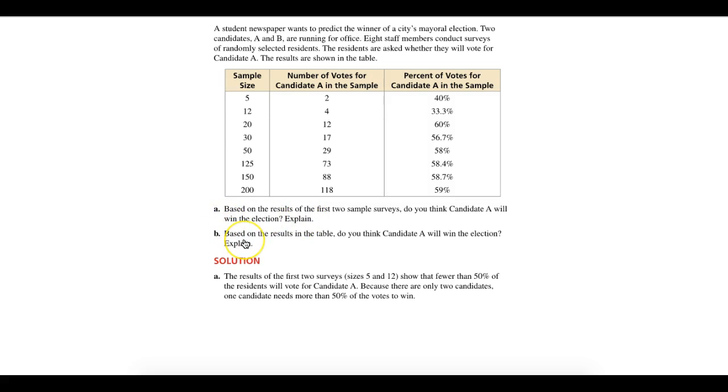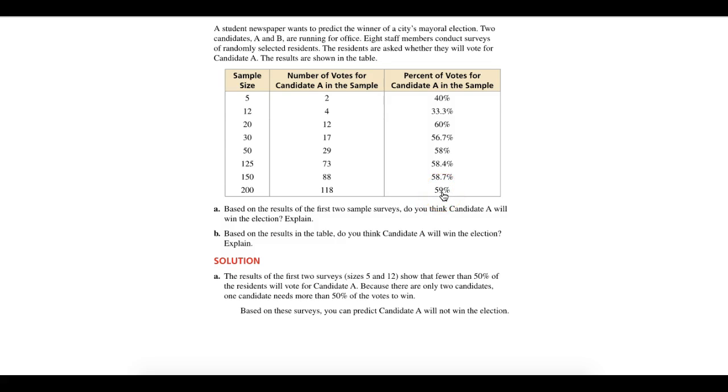Let's look at the second question. Based on the results, so all of the results in the table, do you think candidate A will win the election? Explain. So as we start to look at larger and larger samples, we see that the number of votes for candidate A goes up. So in our third sample, we see that 12 out of 20, or 60%, 17 out of 30, 56.7%, 29 out of 50, so 58%, 73 out of 125, 58.7%, and 59%.